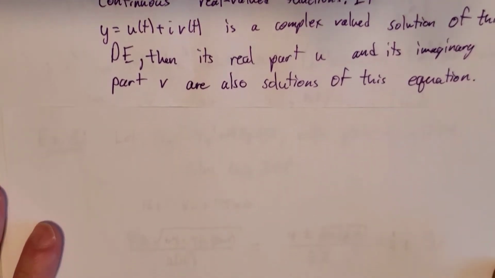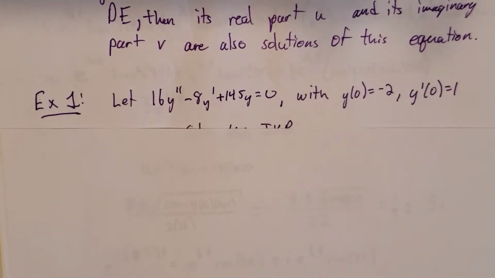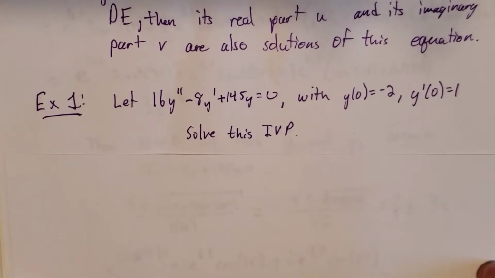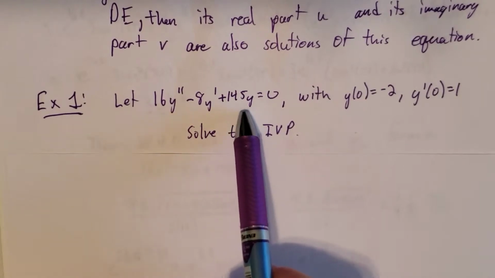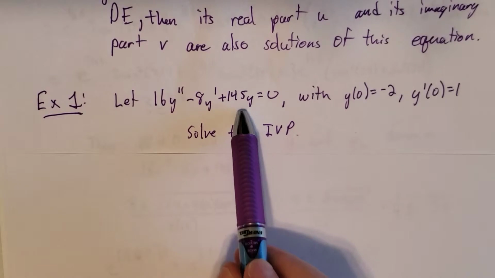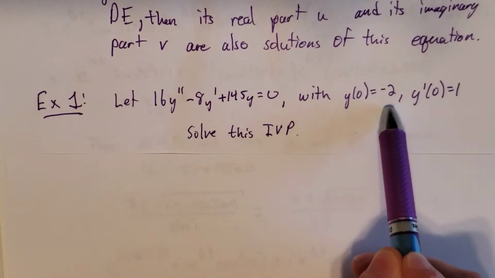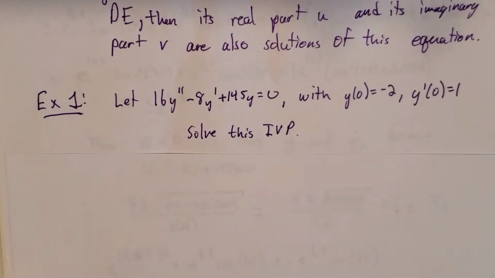I've already written out the example, so we're just going to go through it now. Example 1, and again, this is the only example we're going to go through in this section: let 16y double prime minus 8y prime plus 145y equal 0. That's our homogeneous second order linear differential equation, and we have these initial values: y of 0 is -2 and y prime of 0 is 1. We want to solve this initial value problem. How do we do that?